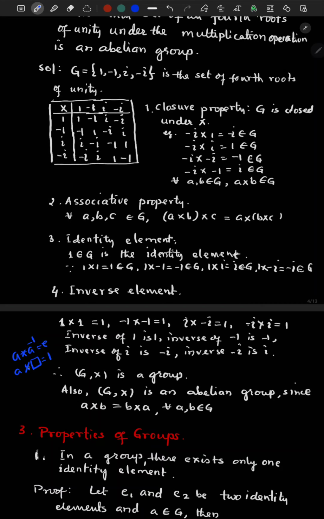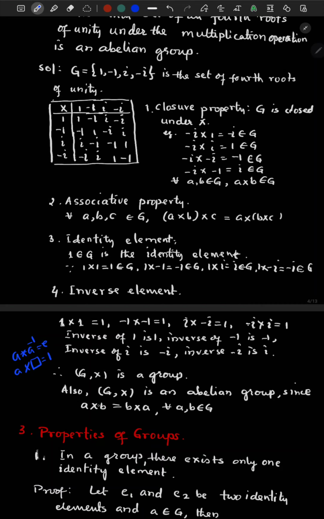If A is 1, then 1 into 1 gives you 1. If A is minus 1, minus 1 into minus 1 gives you the identity element 1. If A is i, i into minus i is 1, and minus i into i is 1. So an inverse exists for every element. The inverse of 1 is 1, the inverse of minus 1 is minus 1, the inverse of i is minus i, and the inverse of minus i is i. All four axioms are satisfied, so this group G with multiplication as a binary operation forms a group.